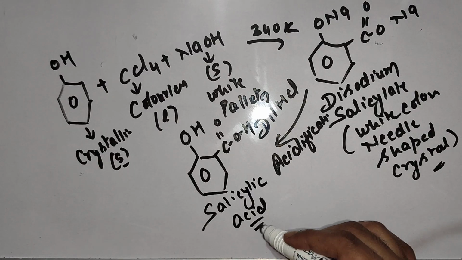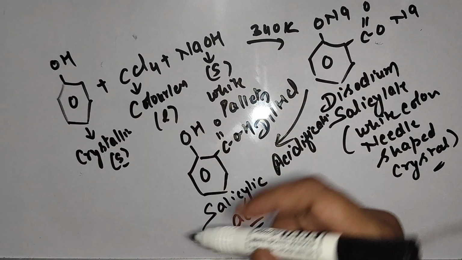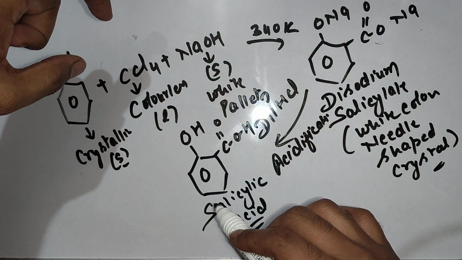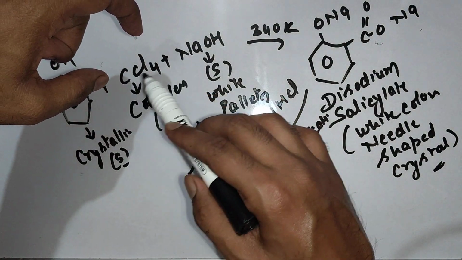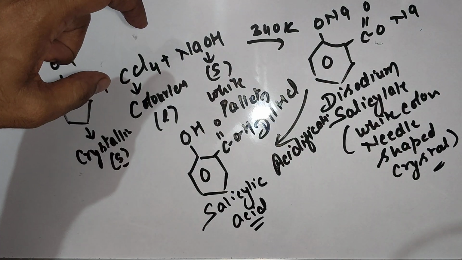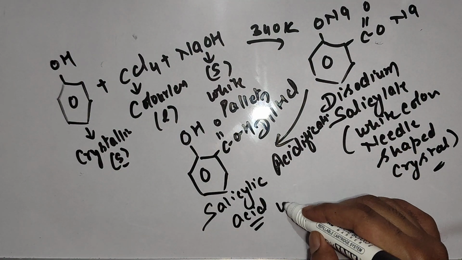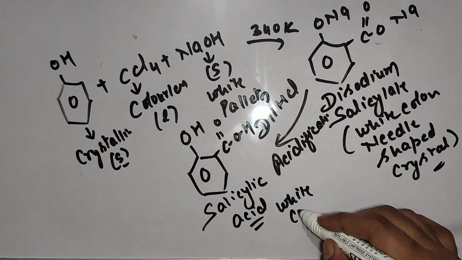This is the only difference between the first type of Reimer-Tiemann reaction and the second type. If you are using chloroform, salicylaldehyde is generated, and if you are using carbon tetrachloride, salicylic acid will be generated. Very, very important. What is the physical appearance? It's a white crystalline solid.